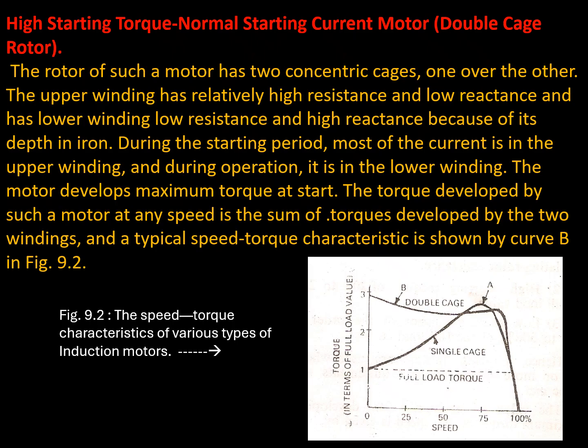The motor develops maximum torque at start, as shown in this side-by-side diagram. The torque developed by such a motor at any speed is the sum of the torque developed by the two windings, and the typical speed curve characteristic is shown as curve V in this diagram. The other curve A shows the single cage torque characteristic.